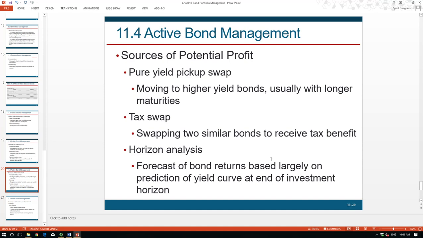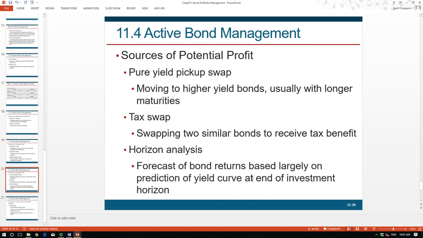And tax swap refers to a strategy where you swap two similar bonds to receive tax benefits. The typical example is municipal bonds. Municipal bonds do not have tax liabilities at the federal level, and sometimes you want to switch your corporate bonds into municipal bonds to enjoy the tax benefits. That is a typical example of a tax swap.